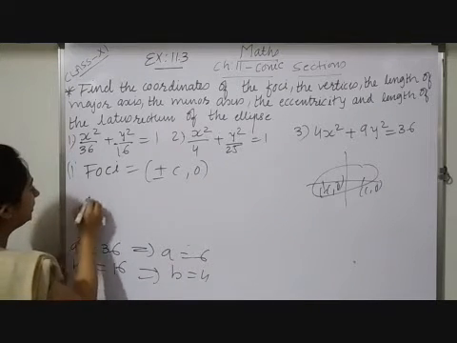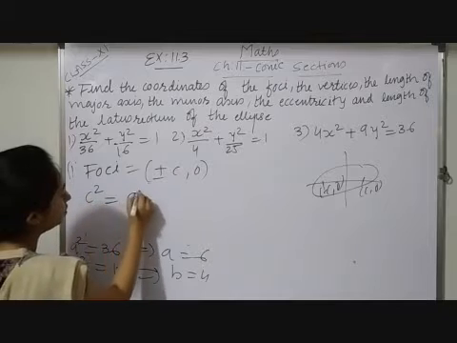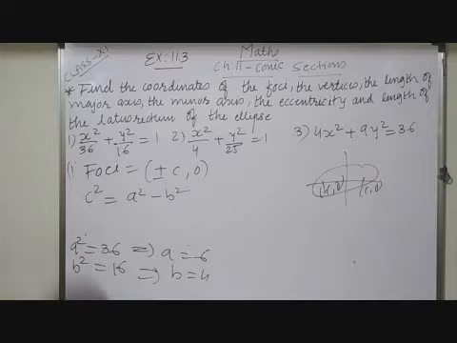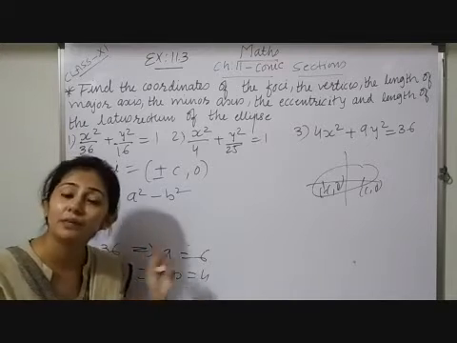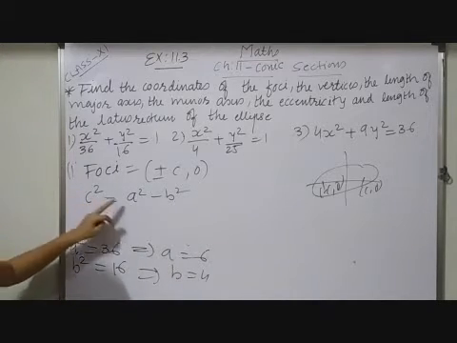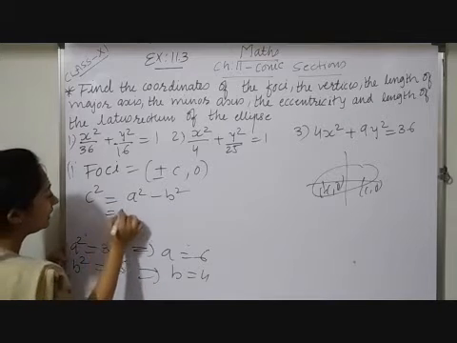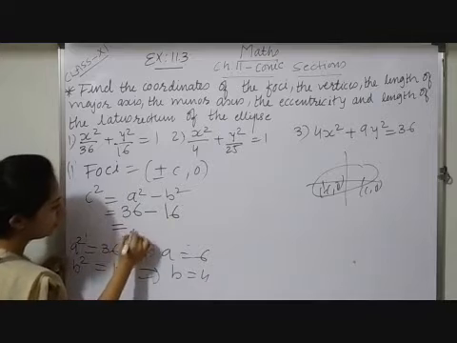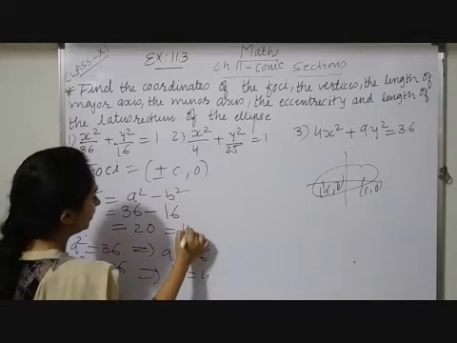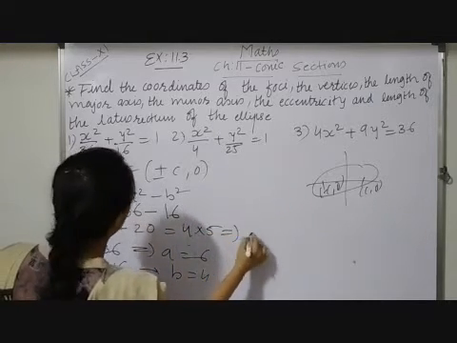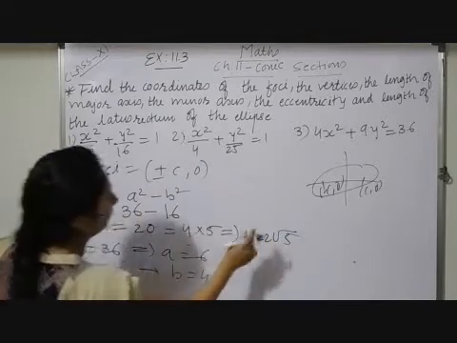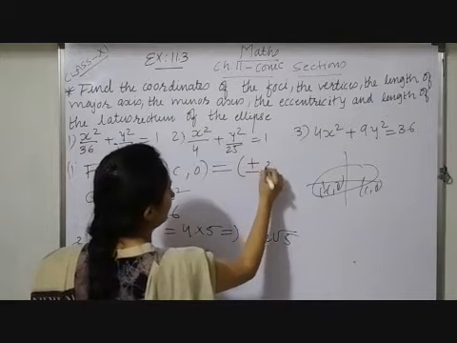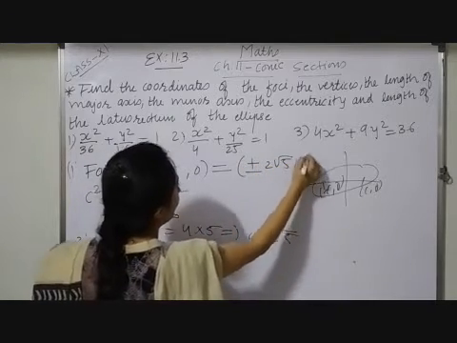We had one relationship that c square equals a square minus b square. c equals under root of a square minus b square. This formula I derived in the previous video. So c square equals a square minus b square. Now a square we have 36, b square we have 16, which equals 20, that is 4 times 5. So which implies c equals 2 root 5. So substitute this value here. So we'll get foci is plus or minus 2 root 5 comma 0.